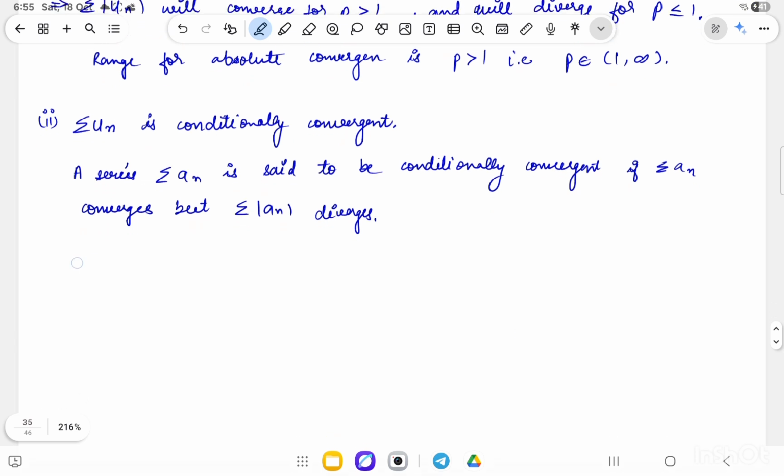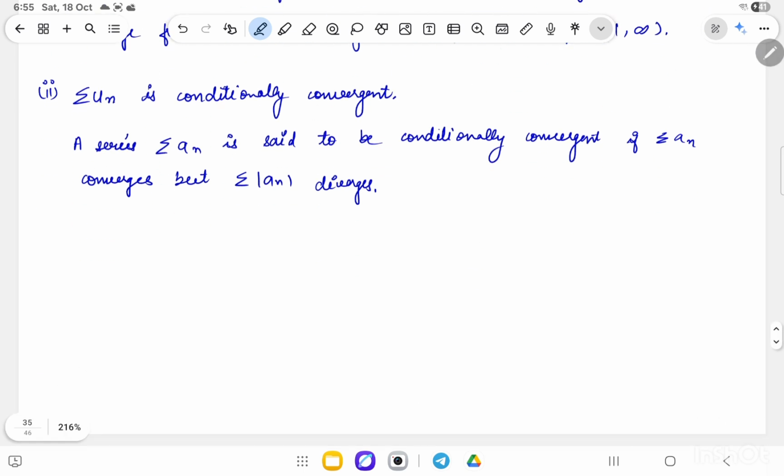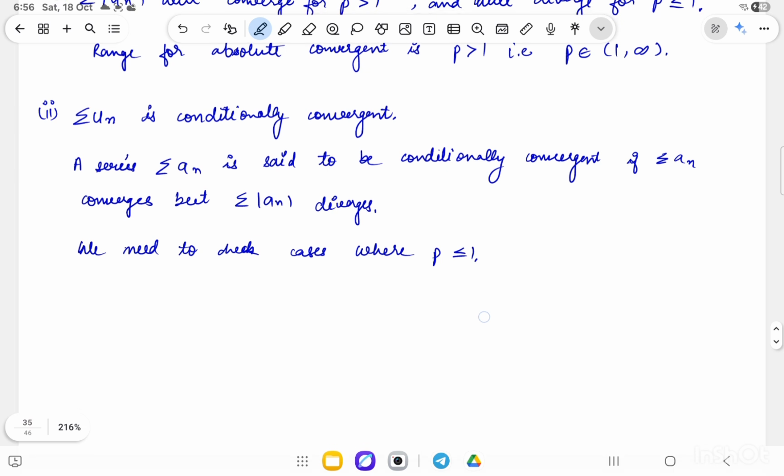So in the first part we have seen that our series is absolutely convergent for p greater than 1. So from part 1 we can derive that we only need to check for all those cases where p is less than or equal to 1, because the condition for conditional convergence is that the series should not be absolutely convergent, and from the first part we got that it's not absolutely convergent for p less than or equal to 1.